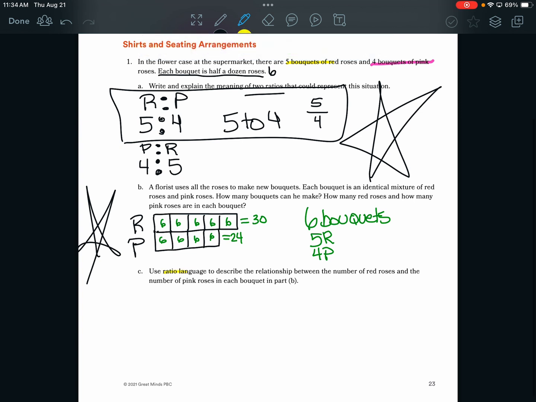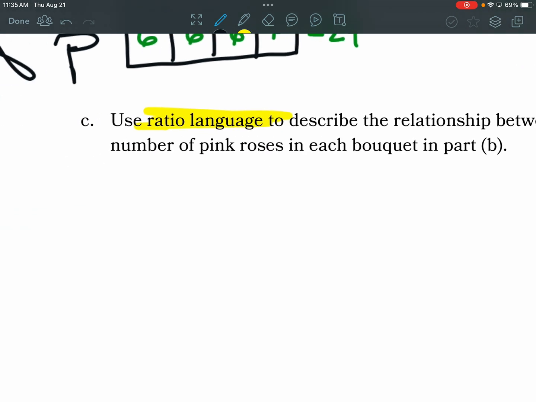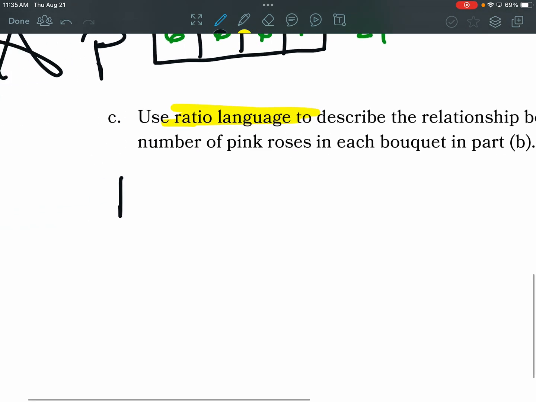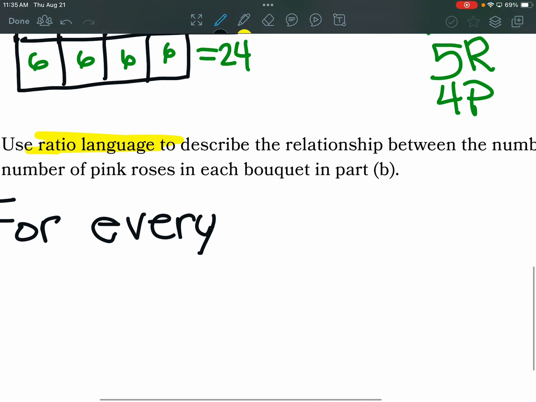All right. Ratio language. Ratio language. This is important because this is the same for every single one. Are you ready? Not yet. For every blank.